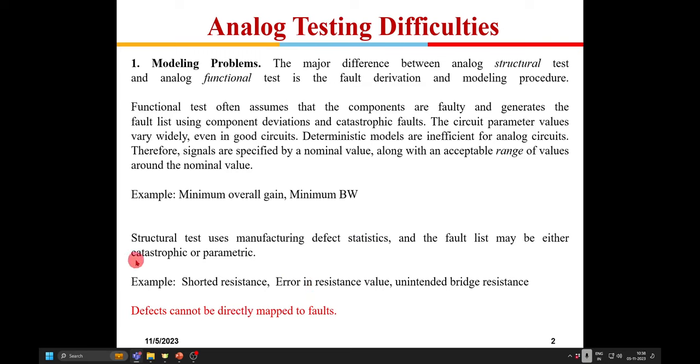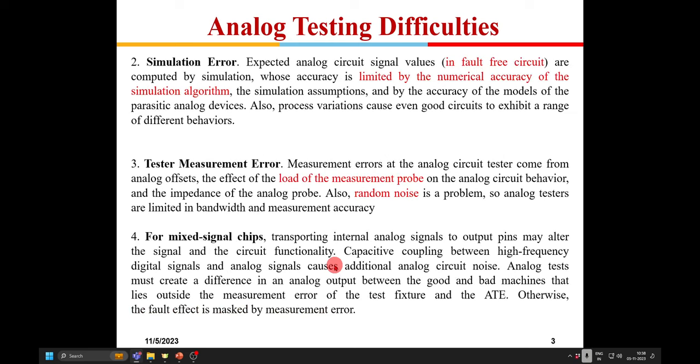For analog, there are two things. One is known as a catastrophic fault, and one is parametric. In a catastrophic fault, we could have a resistance completely open or completely closed. In parametric, it's not completely open or closed, but it could be like instead of 5k it is 6k or 4k. So those kinds of defects. The entire modeling problem of analog testing is slightly complicated.